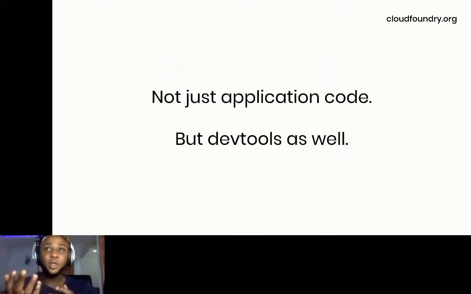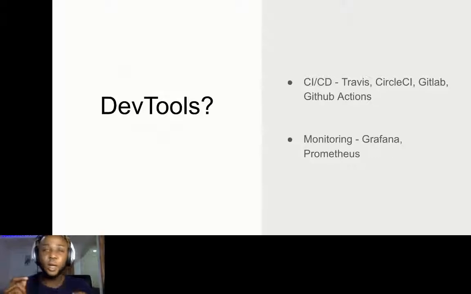Now, not just application code, but dev tools as well. Cloud Foundry makes it really easy for you to add other development tools to your whole process of deployment to Kubernetes. A lot of us use Kubernetes as an infrastructure, but we like to plug extra things into the existing workflow. So things like GitHub Actions, GitLab CI, Travis, and for monitoring Grafana and Prometheus, you can add these to your existing deployment to Kubernetes workflow, for things like tracking, monitoring and CI/CD.